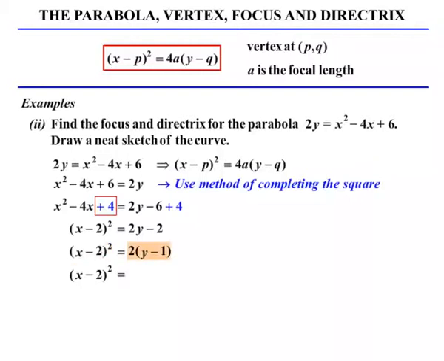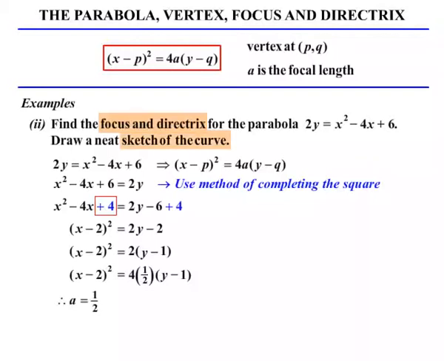Now the right-hand side, we need it of the form 4a, and then in brackets y minus q. So we need 4 times something. The brackets remain the same, but 4 times something makes 2. Well, that something would be 1/2. So there we have it. a equals 1/2. That's our focal length. Now the focus and the directrix.